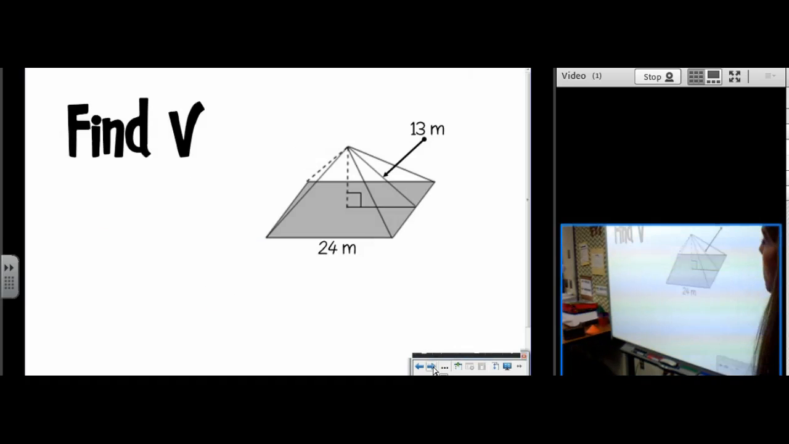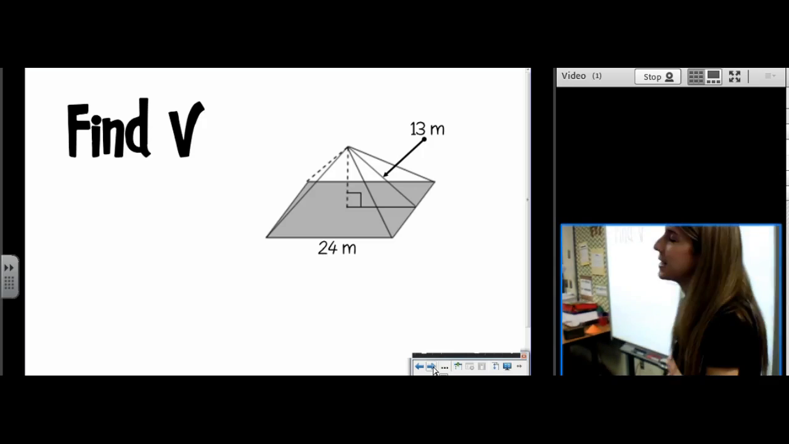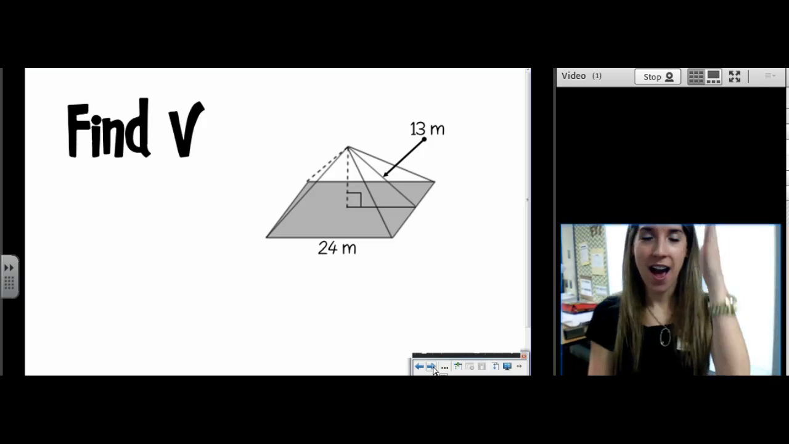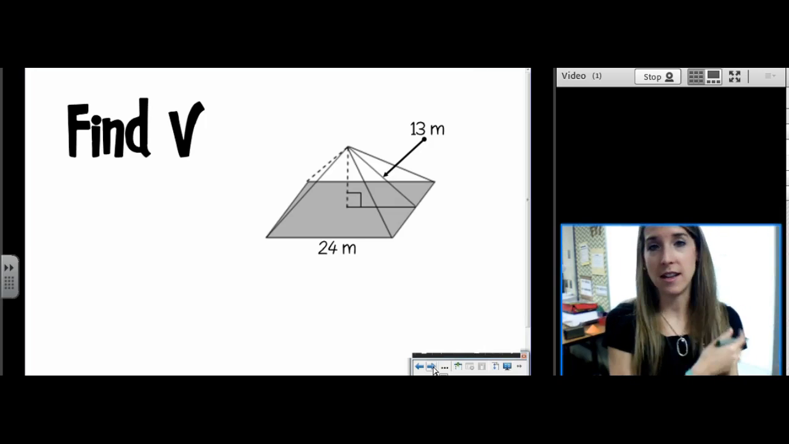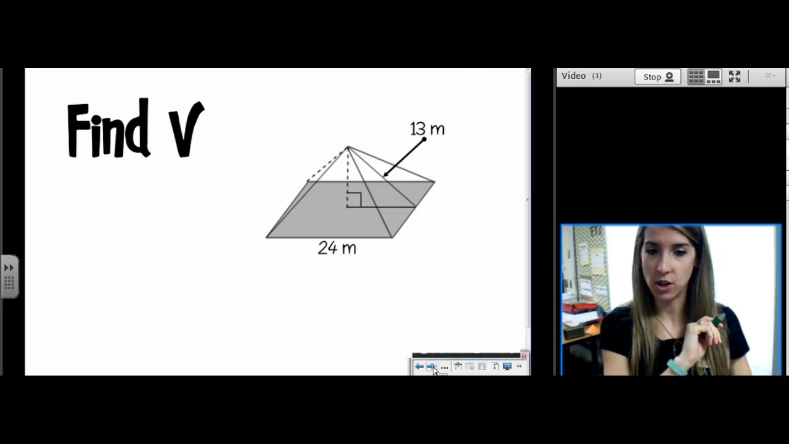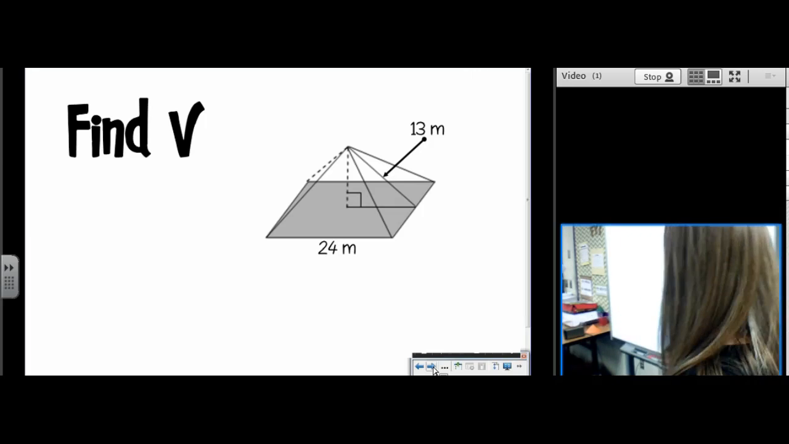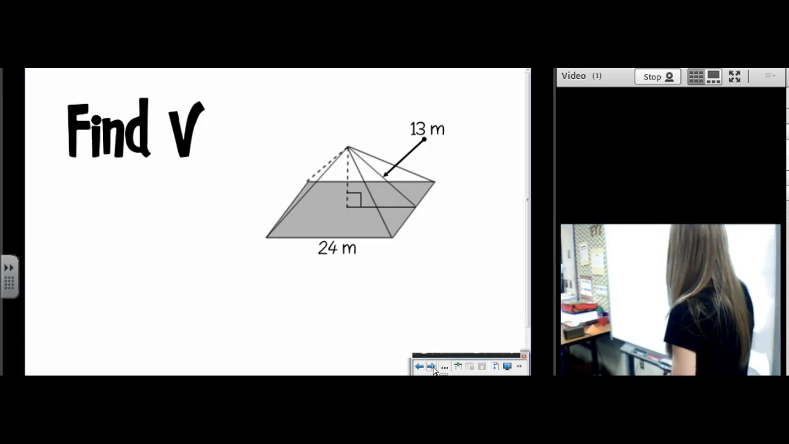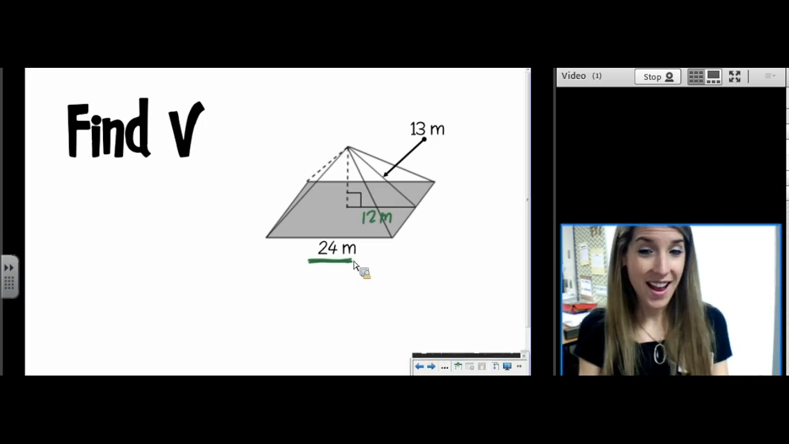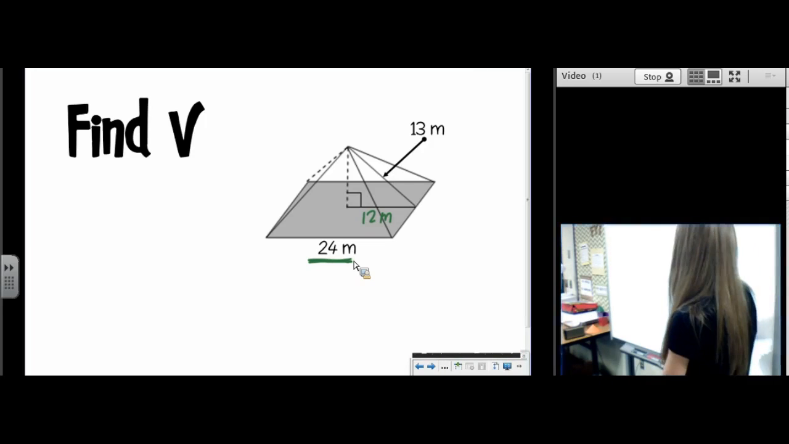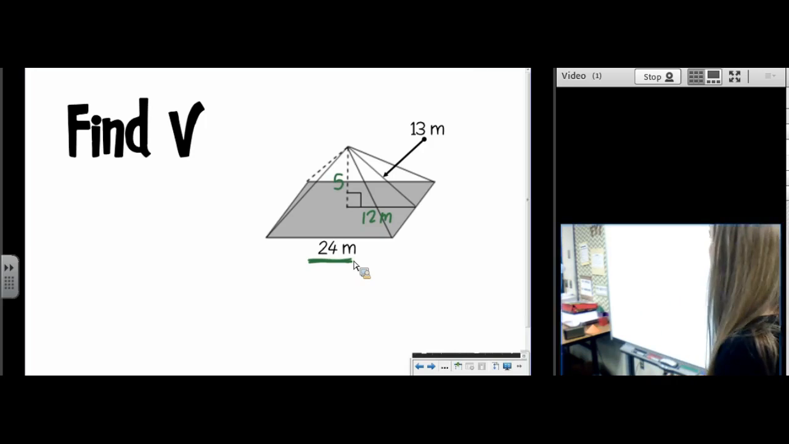Okay, find the volume of this pyramid. The good news is that when we have the height, the slant height, and the apothem of the base, they form a right triangle, and in this example, it happens to be a Pythagorean triple. So we don't have to deal with radicals here. The first thing we should do is cut that 24 in half and make that 12 right there, and now we can find the height of the pyramid, which is 5.